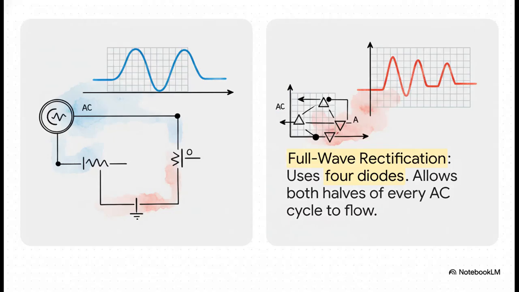Now, you can do this in a couple of ways. With just one diode, you get what's called half-wave rectification. It just chops off the negative half of the AC wave, which works, but it's super choppy. But with a clever setup of 4 diodes, called a bridge rectifier, you can actually flip the negative half so it becomes positive. This gives you full-wave rectification, which is much better, a continuous but still kind of bumpy stream of DC.